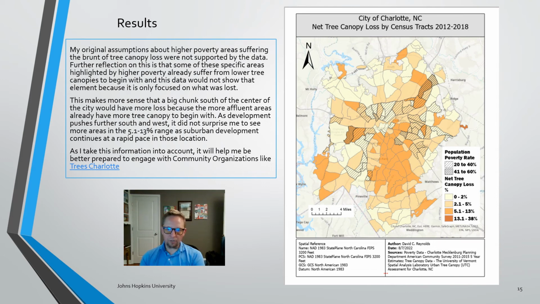It also shows areas on the outskirts, to the southwest, to the northeast, and to the southeast of the city limits, that had higher percentages of losses, which also correlates with continued suburban development in those areas. As I take some of these results into account, it's going to help me be better prepared to engage with community organizations like Trees Charlotte to get involved in planting within some of these areas and understanding the impact.